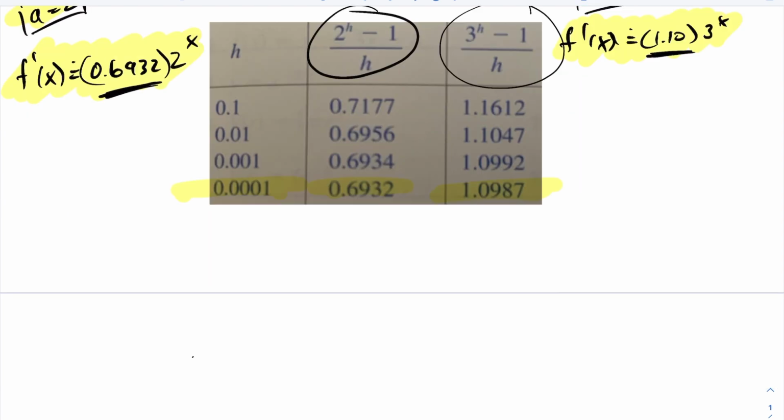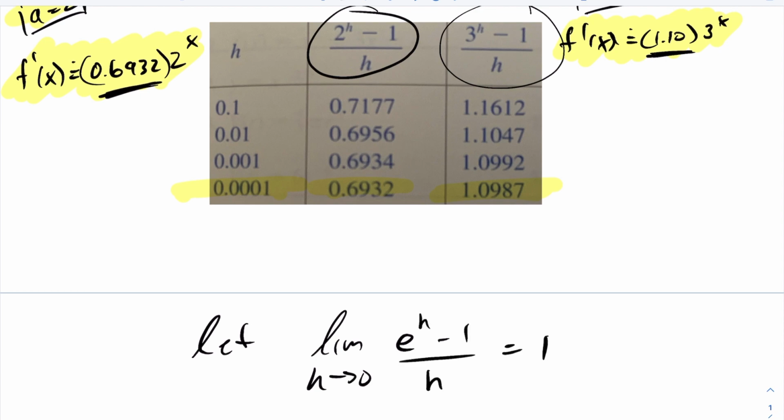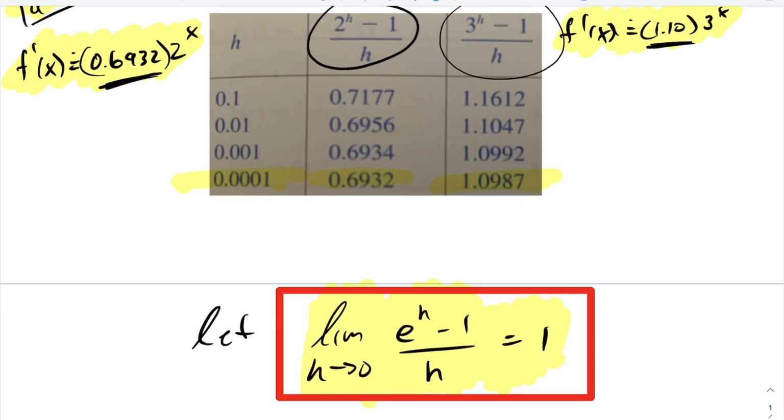So what we're going to do is let e be such a number, such that the limit as h goes to 0 of e to the h minus 1 over h is equal to that 1. So in summary, e is a number that is between 2 and 3, and is defined in such a way that the limit as h goes to 0 of e to the h minus 1 over h is equal to 1.